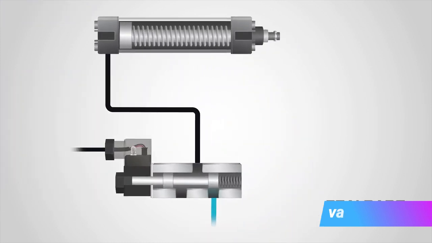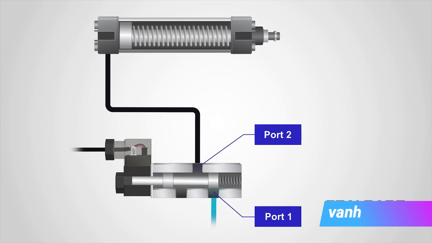Imagine the example of extending a pneumatic cylinder using a spool valve. The pneumatic air supply is connected to the inlet port 1. Port 2 is connected to the pneumatic cylinder extend connection. Port 3 is unconnected, as it is the exhaust port.